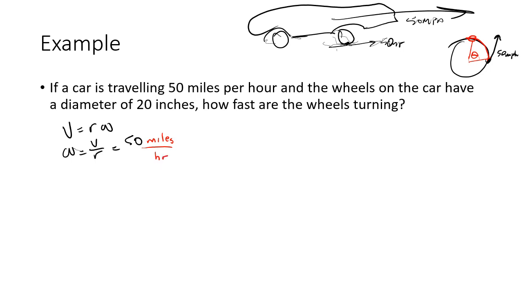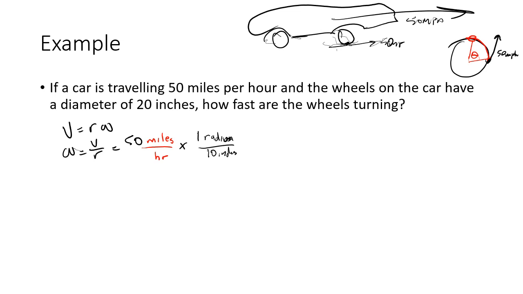And the radius, so we're going to divide this by one radian, which is 10 inches. Now we'd be in units of miles per hour inches, which doesn't make sense. So what we're going to do is convert our miles into inches, so that the units will jive a little better.